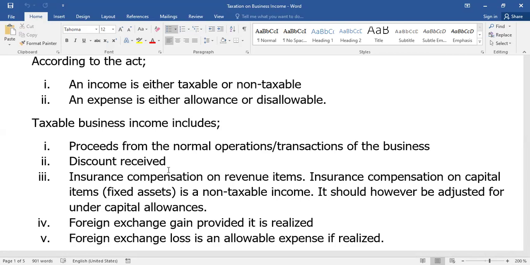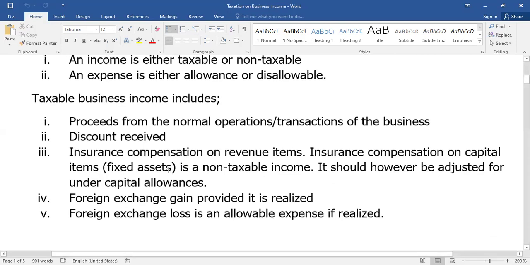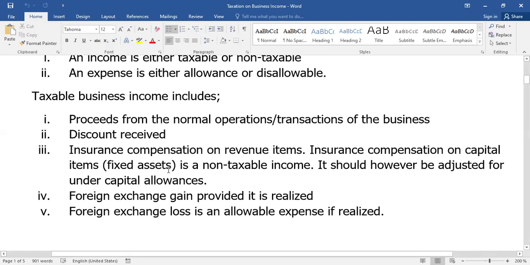Now, we normally have some discount receipts, the insurance compensation of revenue items. In this case, we are talking about insurance compensation on capital items. We are discussing about the fixed asset, we are saying is a non-taxable income. It should, however, be adjusted for under the capital allowances. So when you're looking on the fixed asset, any income which you are going to be checking there, the income that I will be able to sell my car, that income doesn't relate to the business, and we shall be able to look on that grounds of analysis.